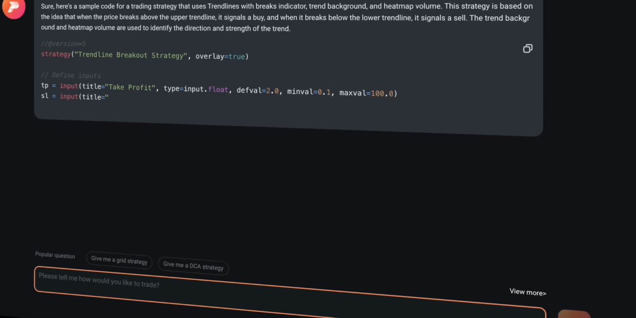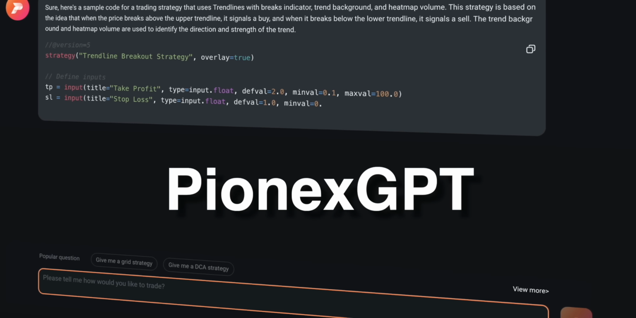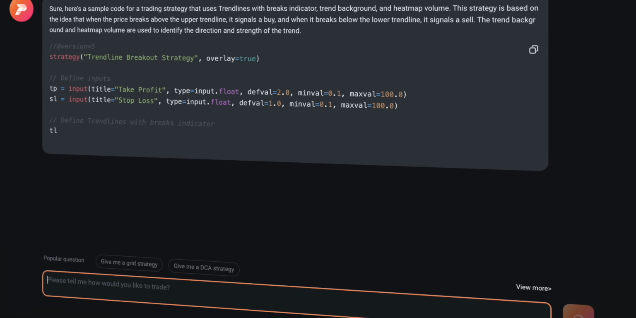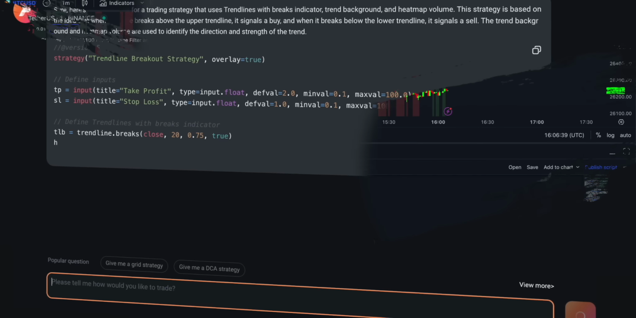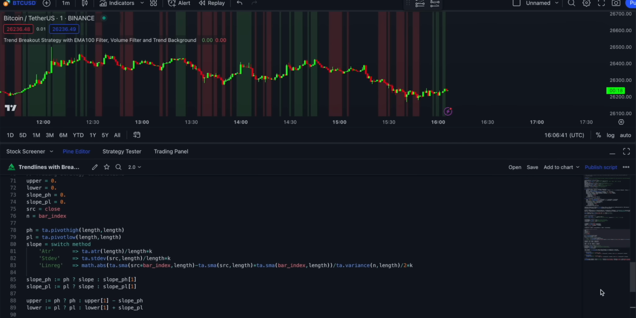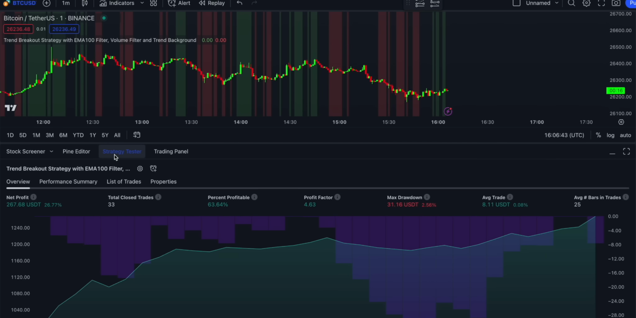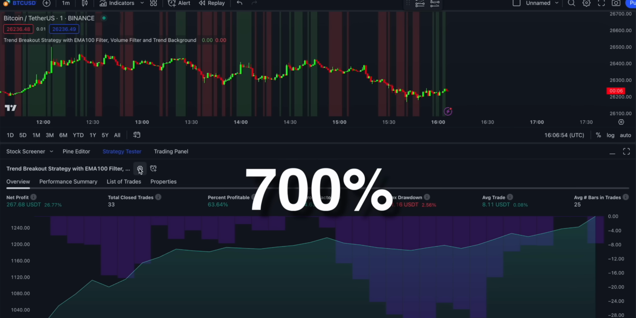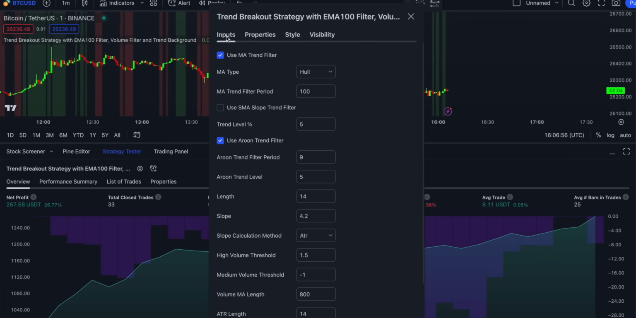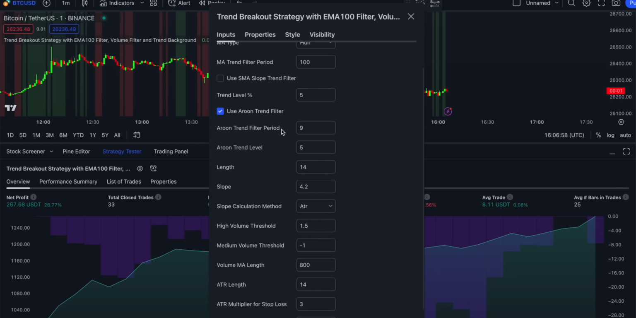We coded this trading strategy using Pionex GPT, the first AI bot that can automate any trading strategy within seconds. We took the script and pasted it into Pine Editor. In the 1-minute time frame, the strategy produced 33 signals with a win ratio of over 63%. The total profit made in one day is around 26%. That's around 700% profit per month. However, keep in mind that the numbers will be lower because of spreads and fees.